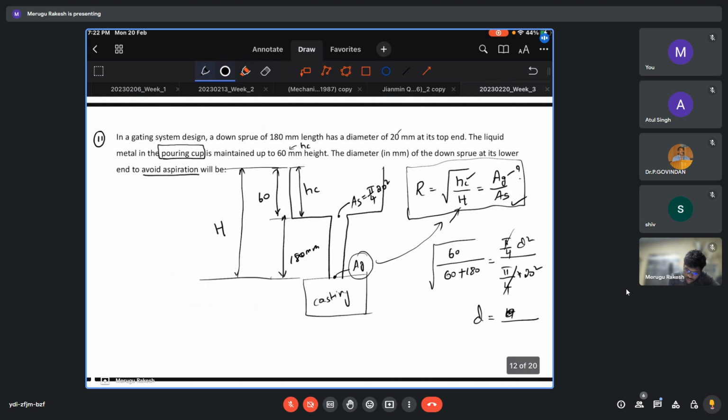I am getting around 15, I can say. So anyone, what is the answer for this? If you want, I can explain this. What is the condition for this aspiration effect also?